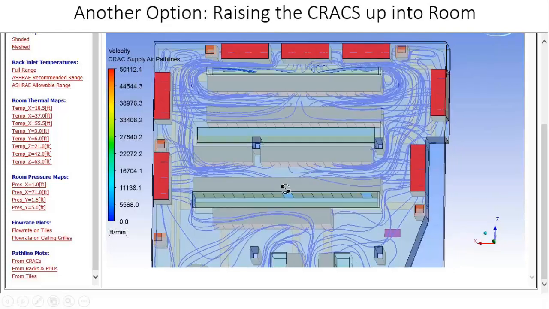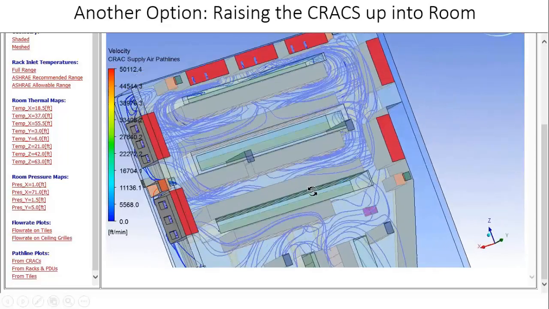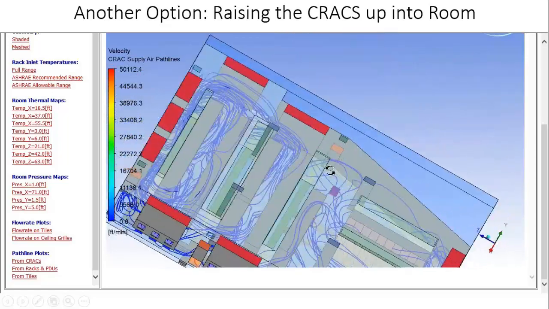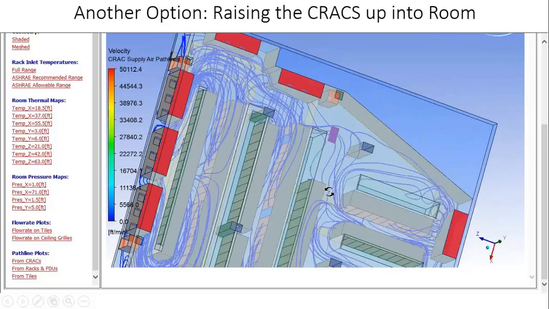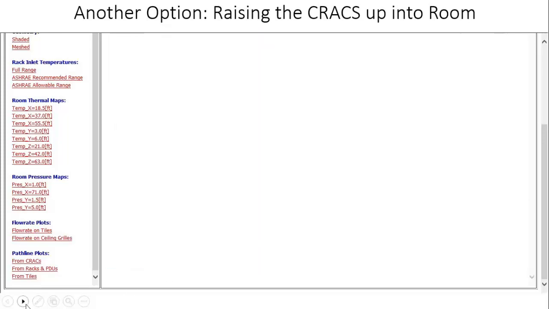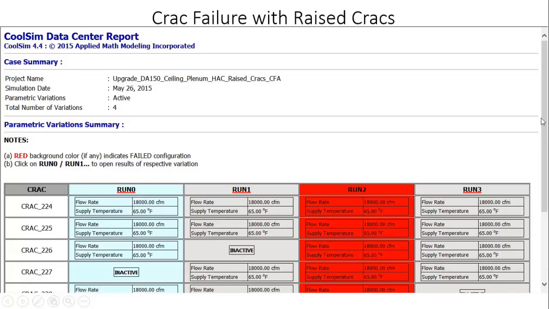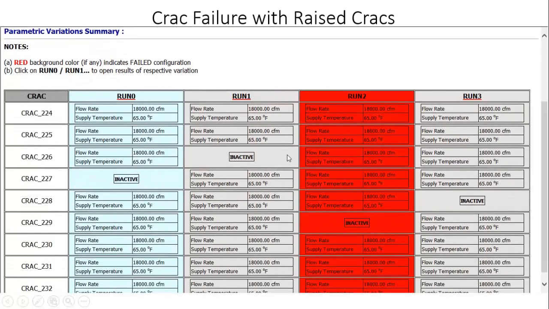Fundamentally, we've got a problem here with airflow, the direction of airflow. Well, we have the units battling each other. That's right. So what happens here is that, and one of these runs actually straight out failed, but let me show you one of the runs that ran.